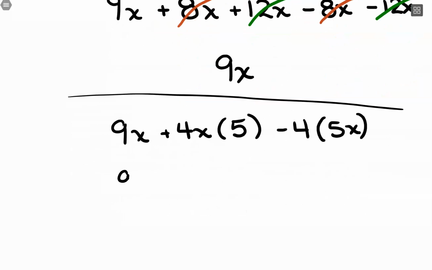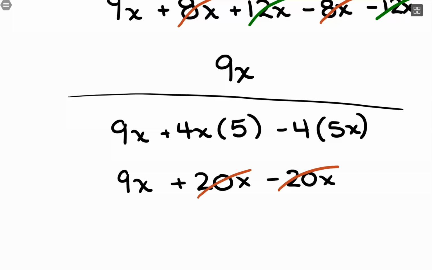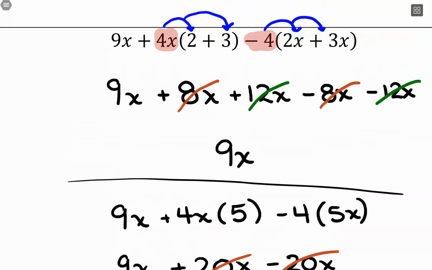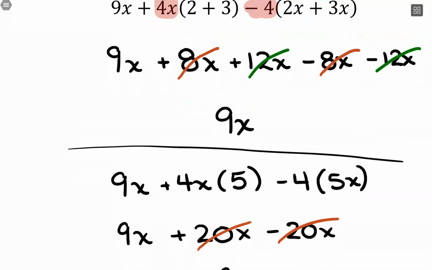And then I would do multiplication. So I have a positive 20x and then a minus 20x. And then I would see that same thing where those would just turn into 0, and I'd end up with 9x. So even though I didn't simplify those parentheses the first time, you'd still get to the same answer. It's just a little more complicated getting there, but same answer in the end.